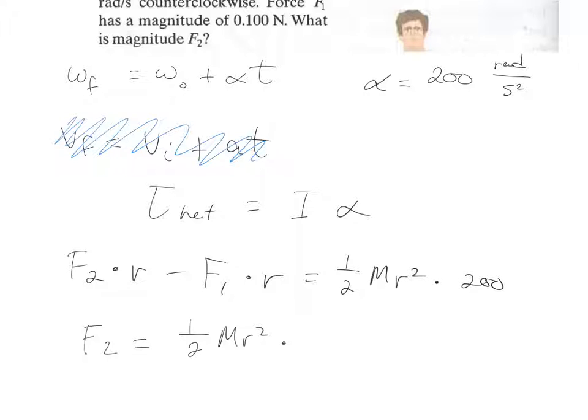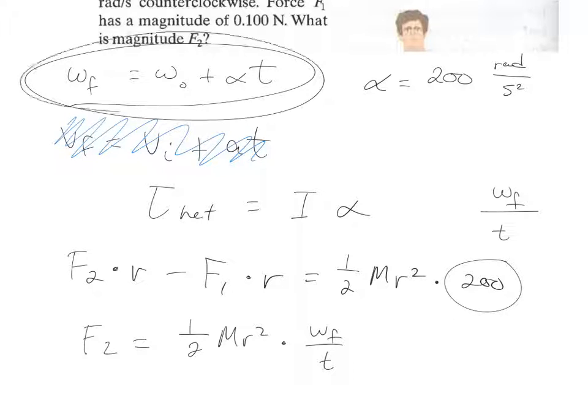All in variables, instead of the 200 there, you could have just put in omega final over time if you wanted to. Instead of 200, this is really final angular speed over time. That's how we solve for that, right? Yeah, that's what we saw. When we get this equation to solve for, we got that. So if you want it all in variables, this is what it's going to look like.